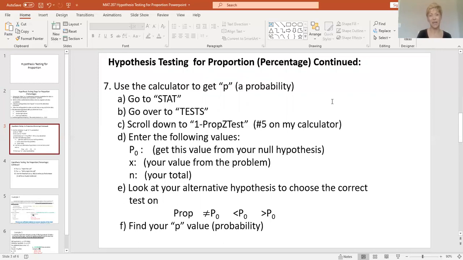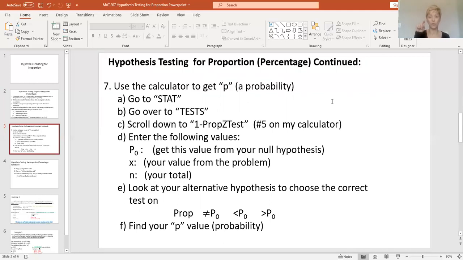So if you're testing a claim about a proportion or a percentage, here's what you're going to do. You're going to get your calculator out. So you might want to freeze this and then go get your calculator and come back. All right, now that you've got your calculator, you're going to go over to Stat. And then that menu at the top comes up and you're going to go over to Tests. That's that right one. Hit Enter.